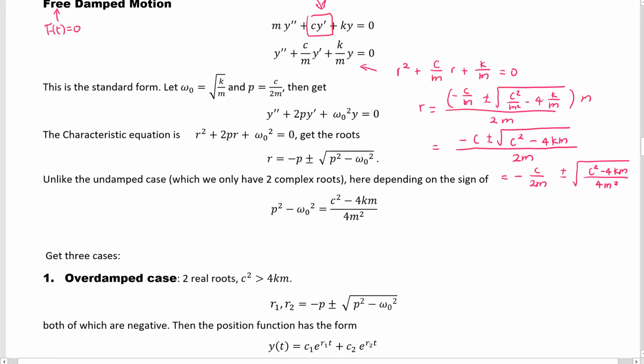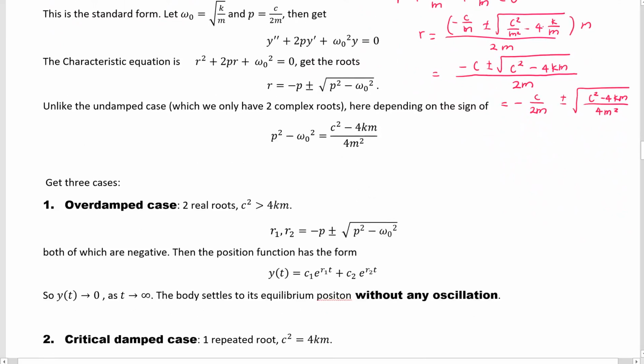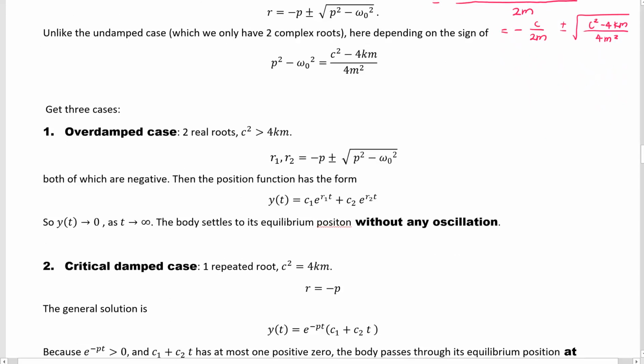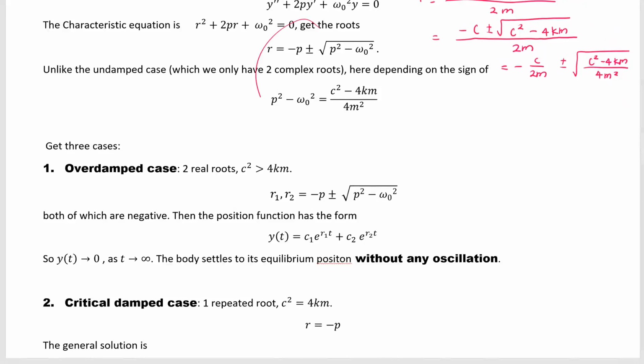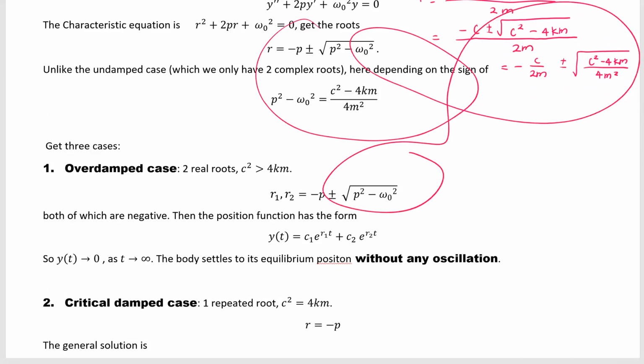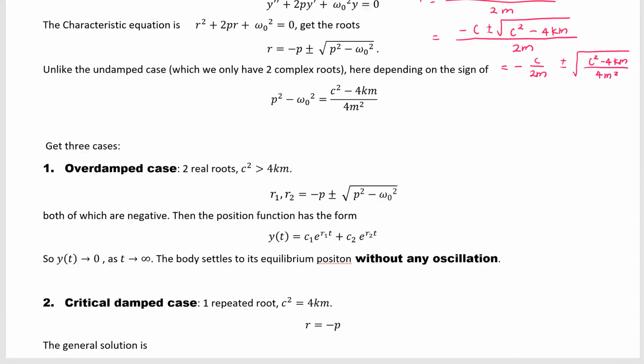So we get three cases. First, the overdamped case. That's the case when we have two real roots, r1 and r2. By the way, you don't need to memorize this formula. When we solve the differential equation, we get the roots, and then we look at the roots. If it's two real roots, then we know the solution looks like this. So you don't need to memorize this formula.